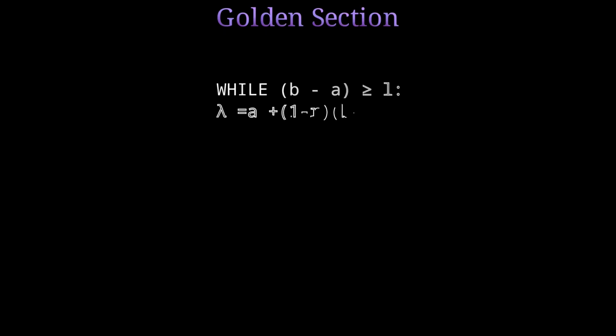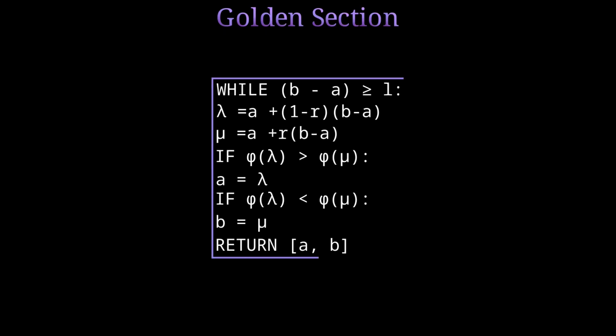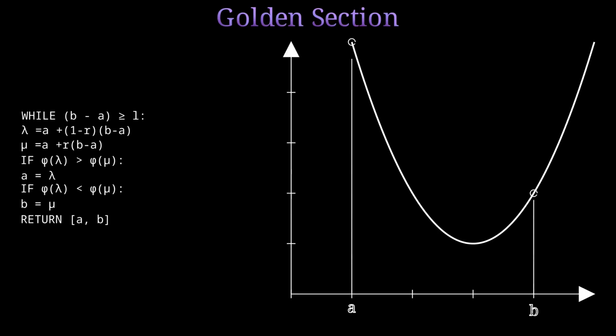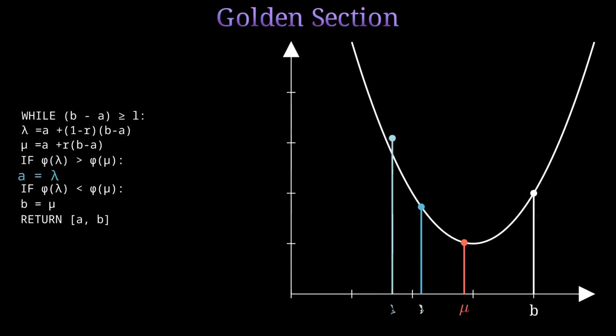The algorithm is pretty simple. Starting from point A, we take two different steps, each placed proportional to the length of the interval, one at approximately 38%, and we call it lambda, and the other at 61%, and we call it mi. We compare the results and remove the side where the function is larger, just like in bisection.